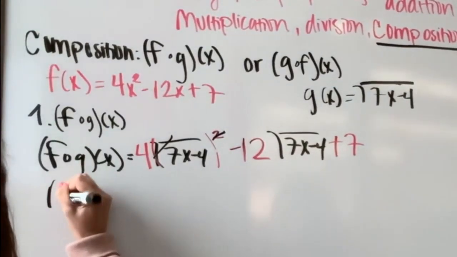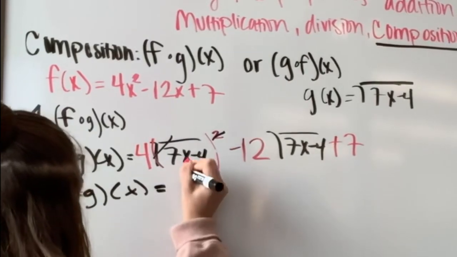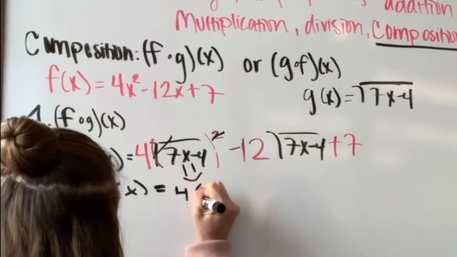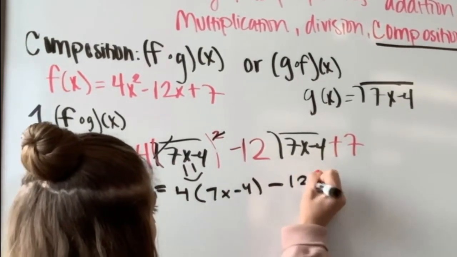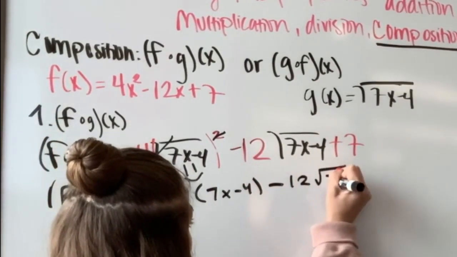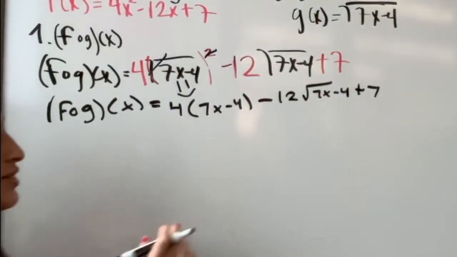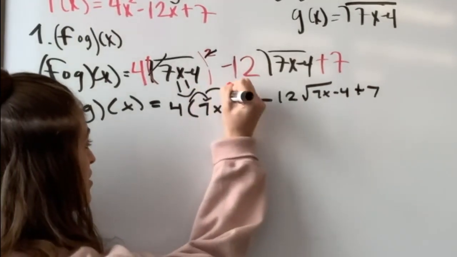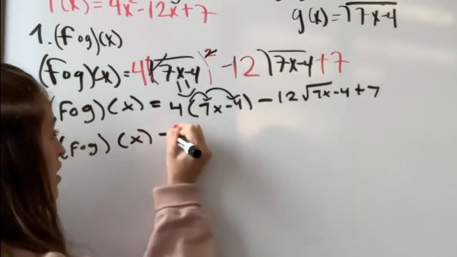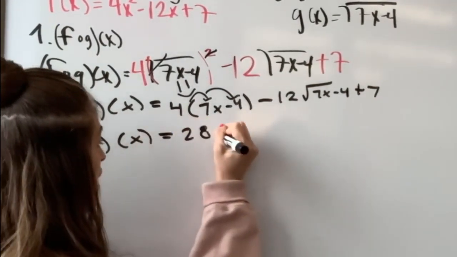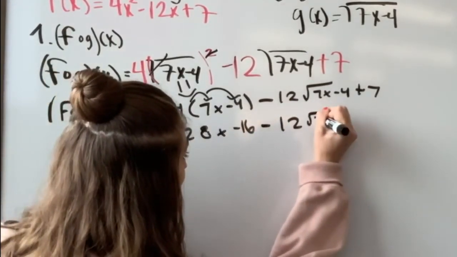So it's going to be f composed of g of x is equal to, and then you just bring it down, and then you bring down the rest of the equation. And then for the next step, you're going to distribute. Simplify more. You're going to get 28x minus 16. Then you just keep bringing this down.